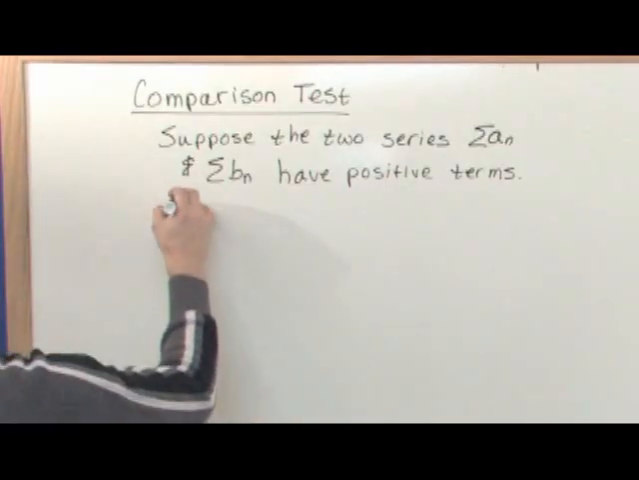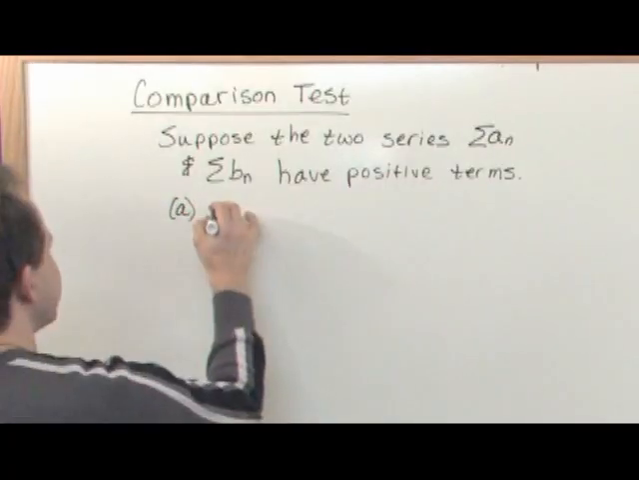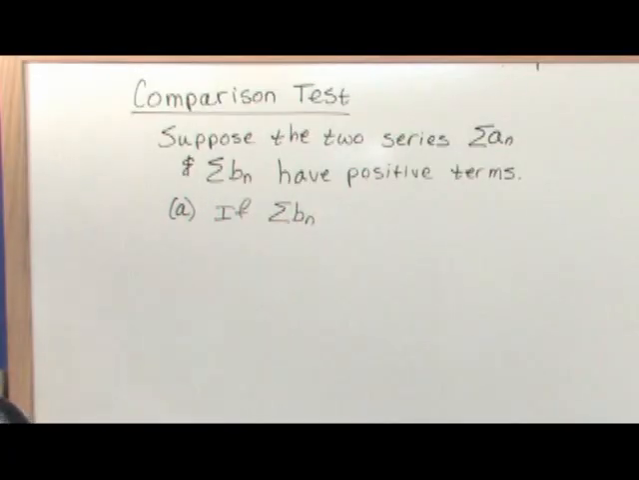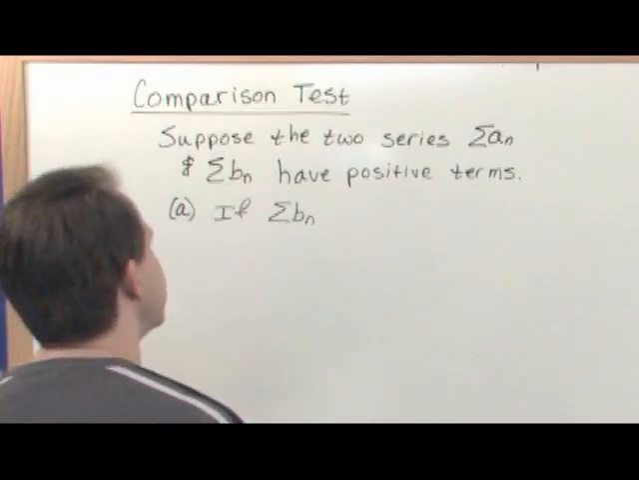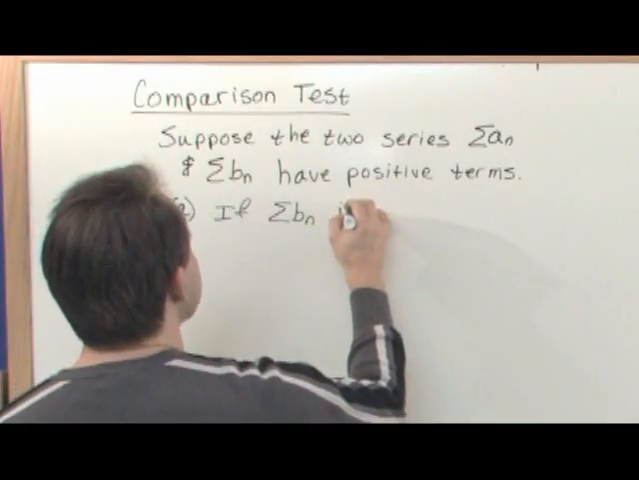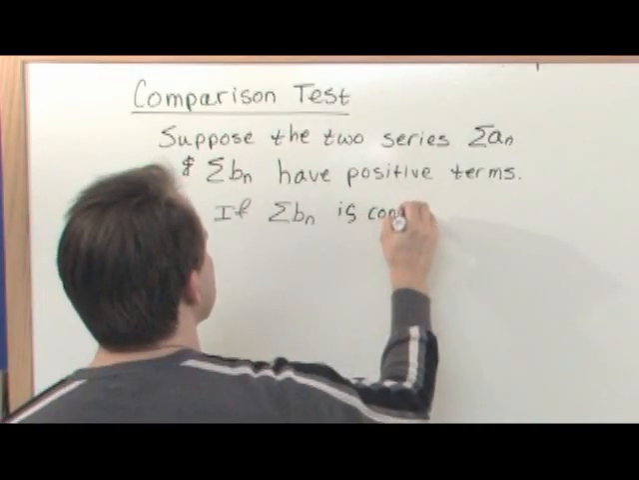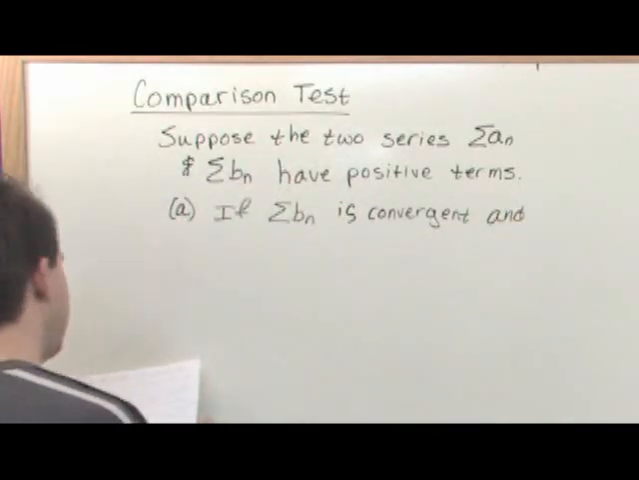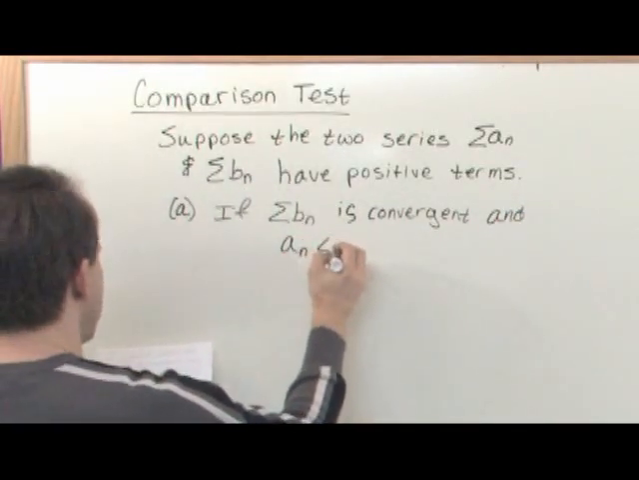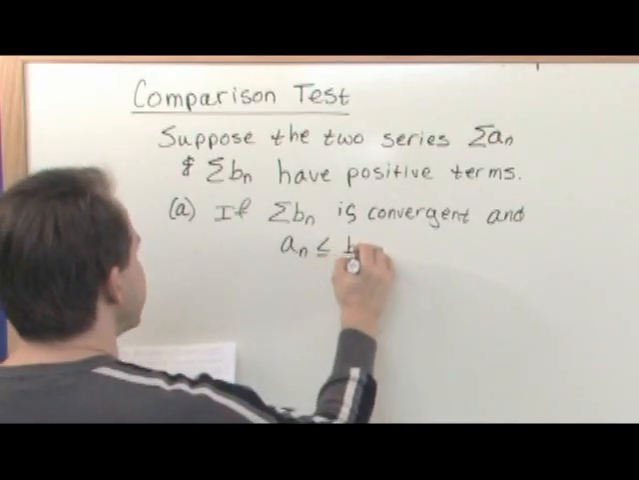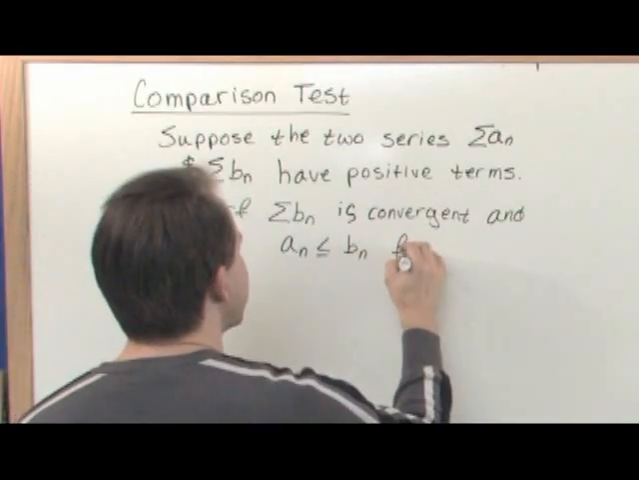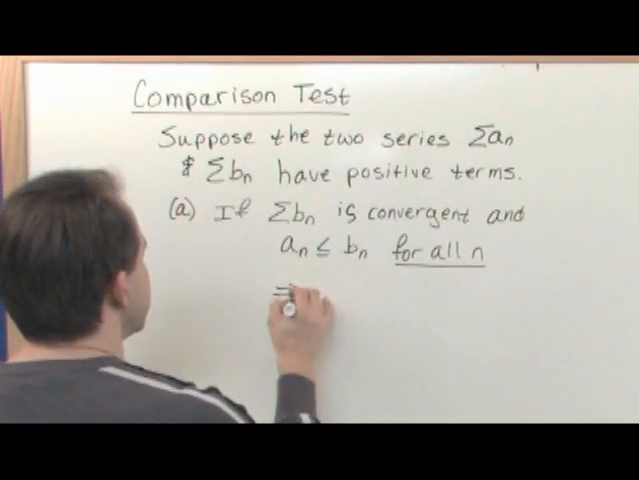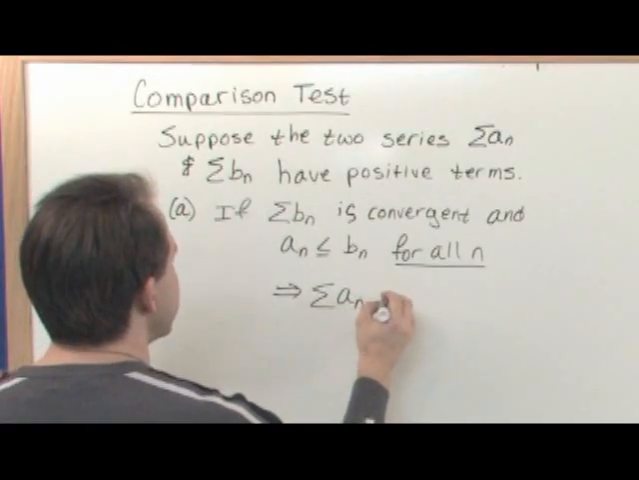So, part A. If, and here's where the rubber meets the road, if the series b sub n, the one that we make up to study, to see how it behaves, if b sub n is convergent, and this is a very important and, the terms a sub n is less than or equal to b sub n, we'll talk about this in a second, for all n, I'm going to underline that, for all n, then the series that we cared about, a sub n, converges.